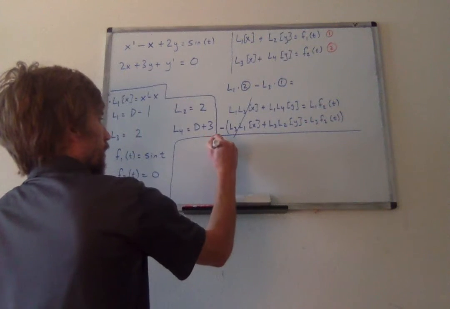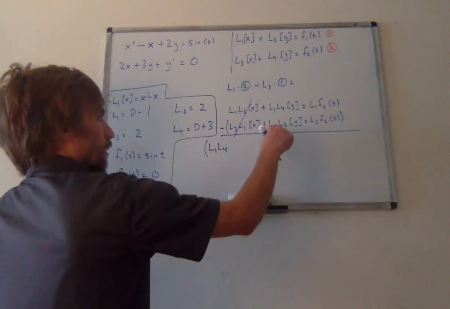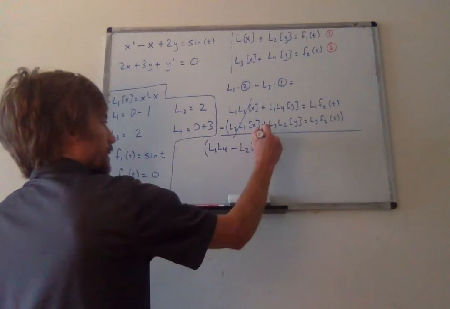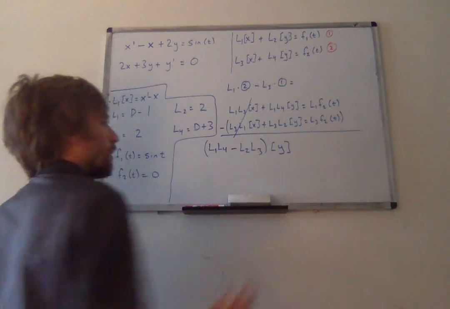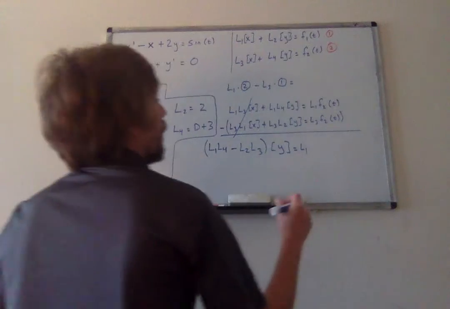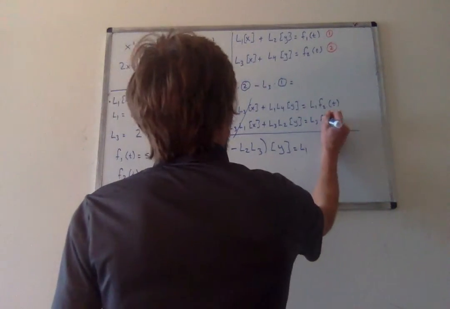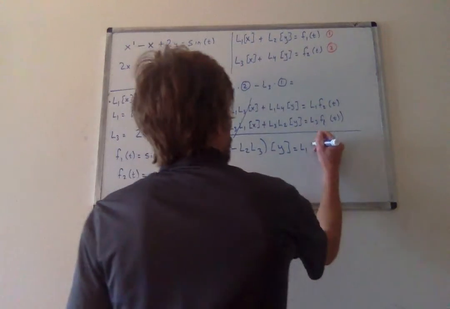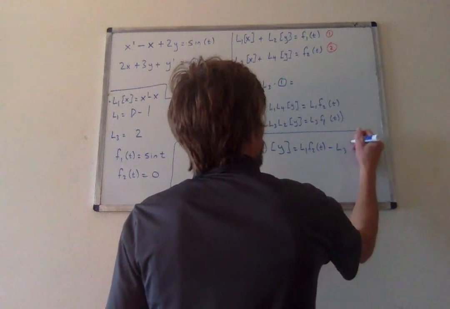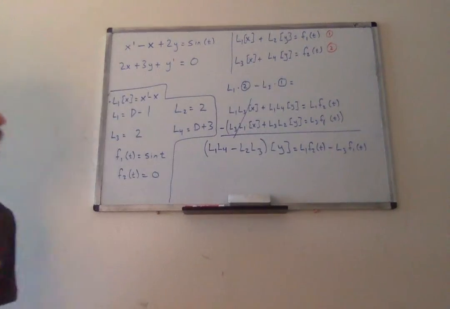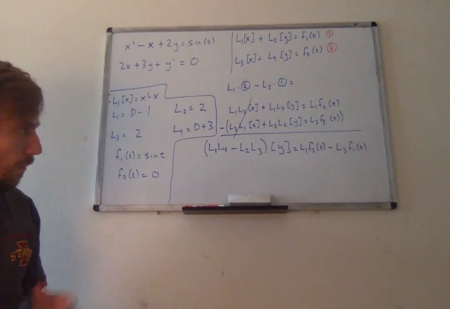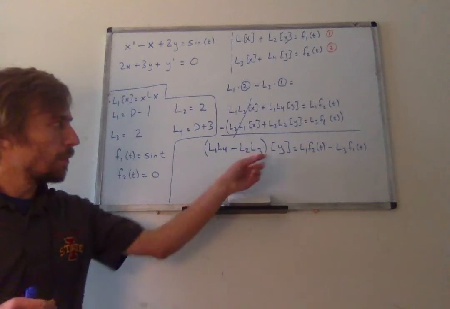So I'm left with L1 L4 minus L2 L3, applied to y, is equal to, and this should be F1 here, L1 F2 of t minus L3 F1 of t. Notice I've used equations 1 and 2 to now calculate a differential equation in terms of just y and t.